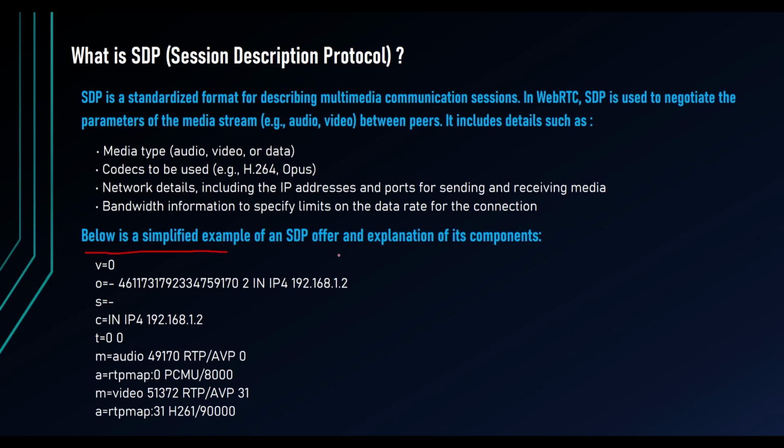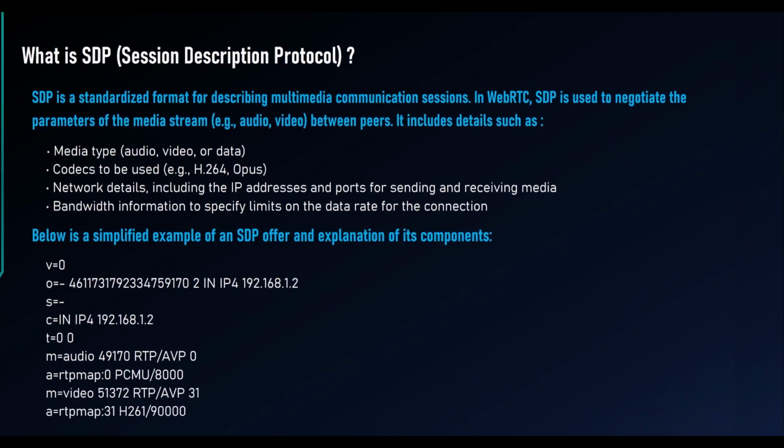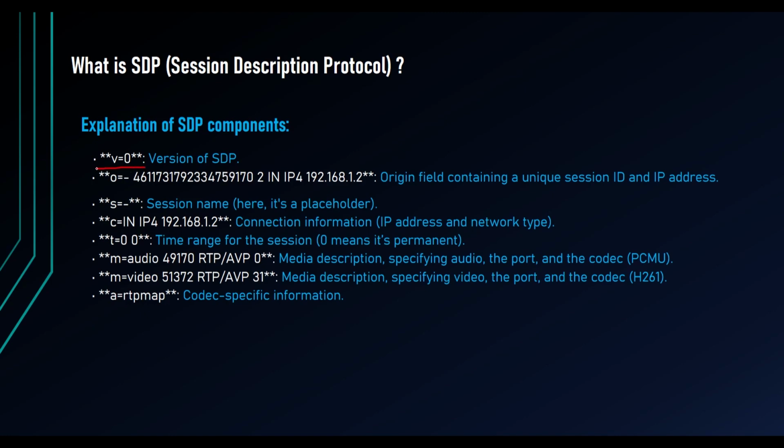So here is an example of the SDP. You'll see there are some parameters with starting letters that describe our session description. Let's take a deeper look at this. Right here, v stands for the version of this SDP. o stands for origin, a field containing a unique session ID and IP addresses. And s is for session name and other stuff. m and a, you can see that they are talking about the description of the media and the codecs.